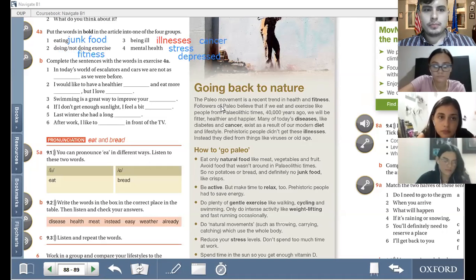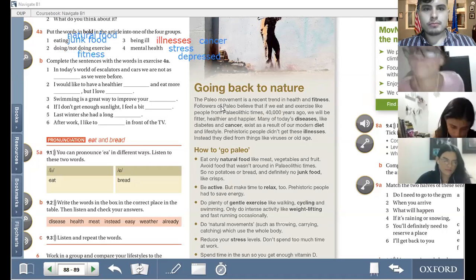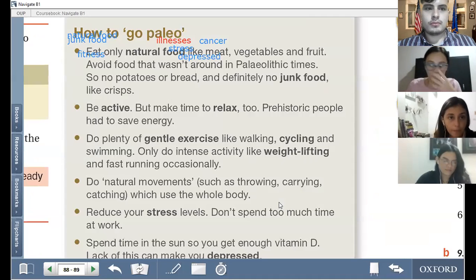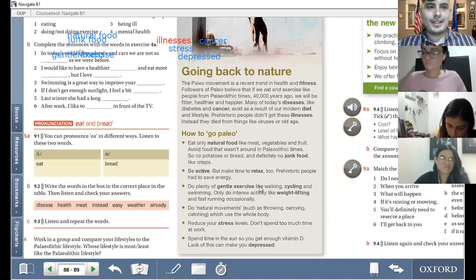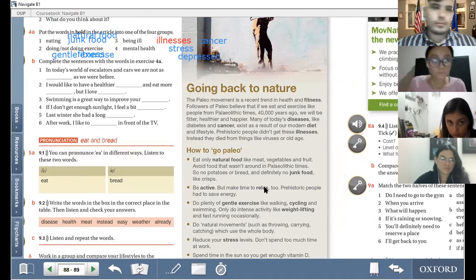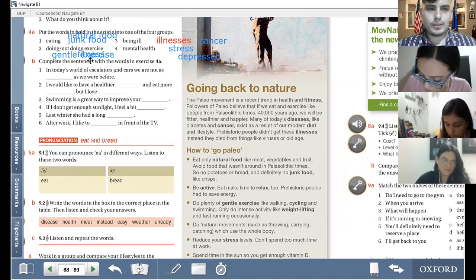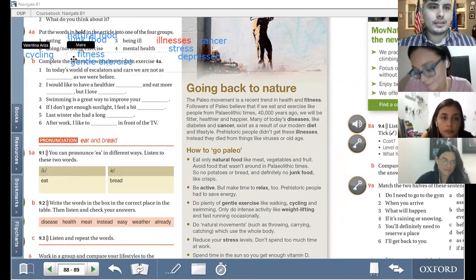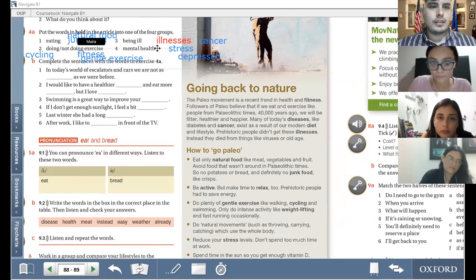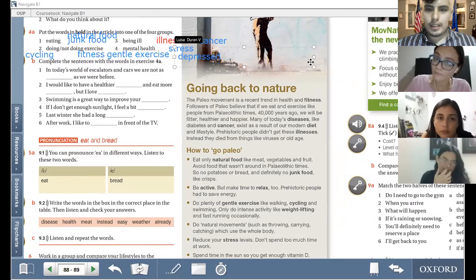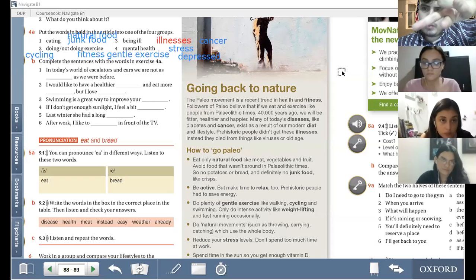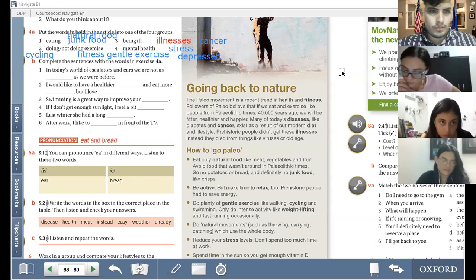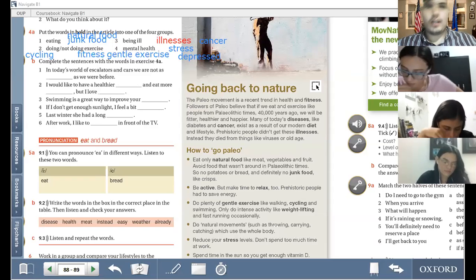Natural food, good. Sorry. Okay, we're back. I'll try to move this one. Gentle exercise. Okay, cycling. I think the only one we're missing is weightlifting. You can also use that the other way around. It's the second point, doing exercise. Okay, very good job, Luisa.